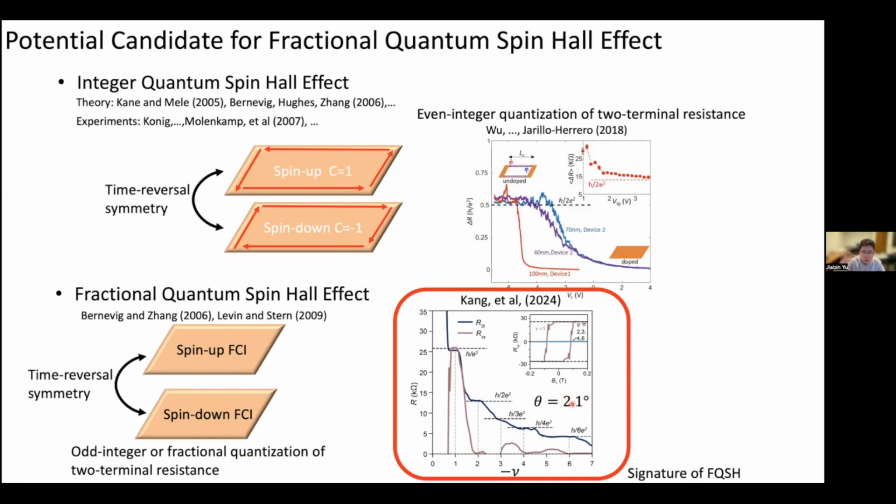Previously, FCI was observed around 3.7 degrees. And we are currently working on the explanation of this phase. So this concludes the part on twisted MoTe2.